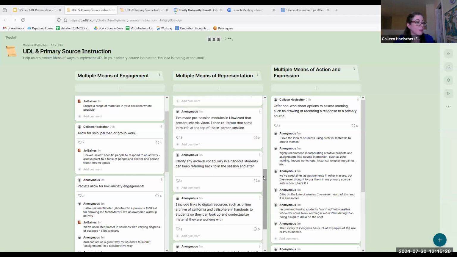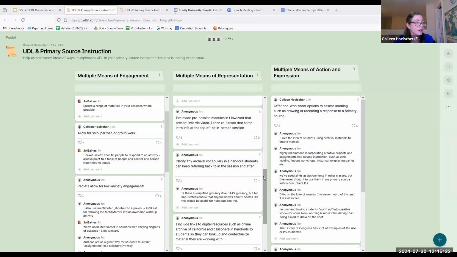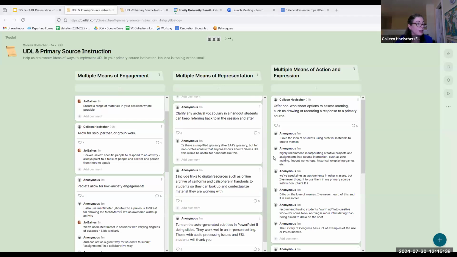Another person said they have a pre-session module in LibWizard that they present the info via video. I then reiterate that same intro info at the top of the in-person session. So that's another great opportunity. A lot of students really like viewing videos instead of reading material. Clarify any archival vocabulary in a handout students can keep referring back to in the session and after. So that is a really good point.